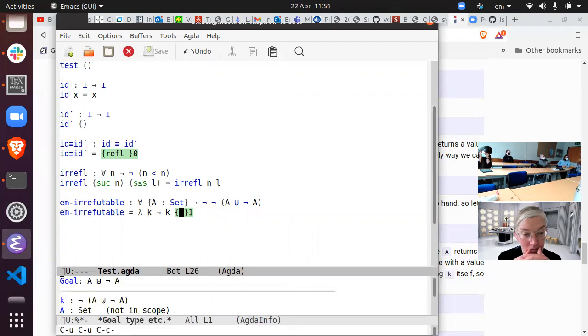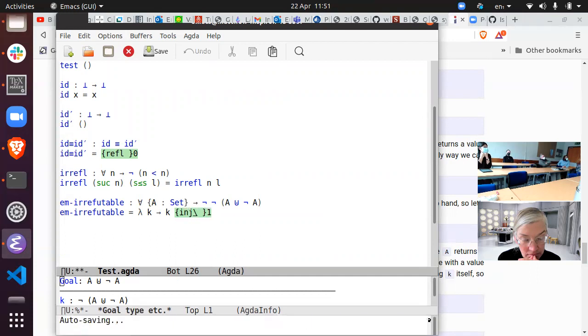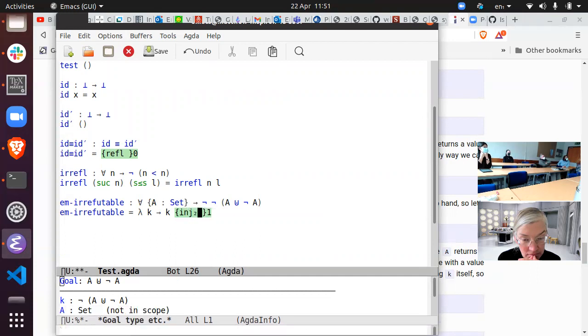Okay, so we then need to prove something of A or not A. So I have to choose, right? It's difficult to produce something of an arbitrary type. So the right hand side is the more promising. So let's say, okay, well, we can't produce something of type A, so we've got to produce something of type not A.